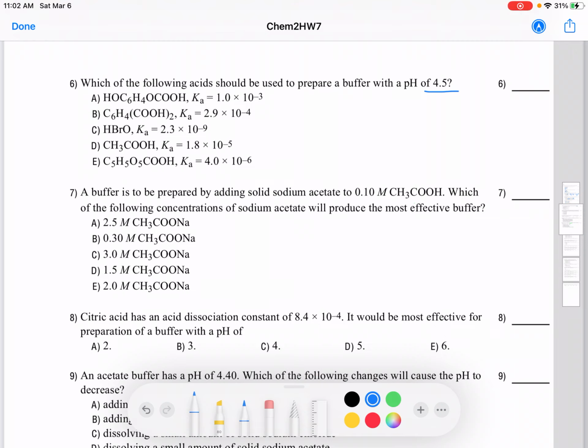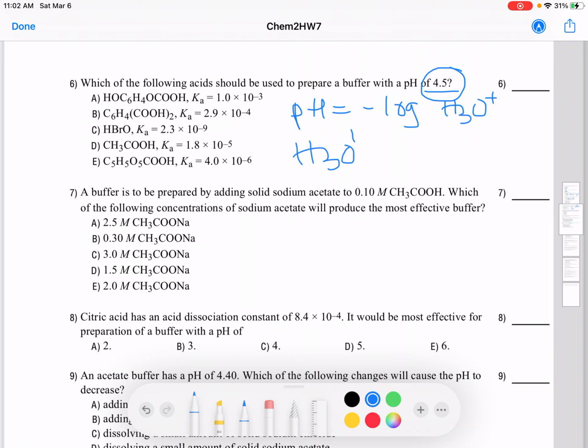pH should be closer to the pKa of the acid that we're going to choose. Now all of these are given as Ka and you guys know how to convert Ka to pKa. It's going to be negative log of Ka. So since there are 5 Ka values that we need to convert to pKa, instead we can convert the 4.5 pH into hydronium ion concentration and then compare that with the Ka values given. Okay, so again you guys know pH equals negative log of hydronium ions.